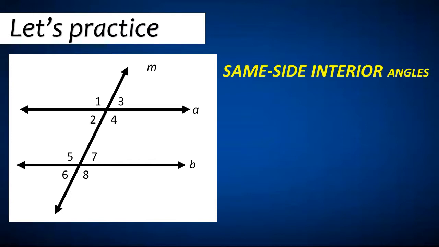So, let's start with same side interior angles. Can you name same side interior angles from the given figure? So, we have 2 pairs. First pair is 2 and 5. And another pair is 4 and 7.